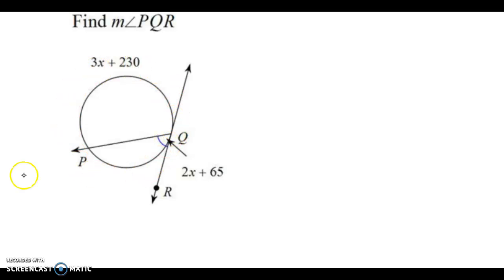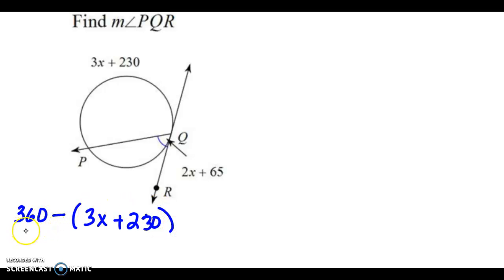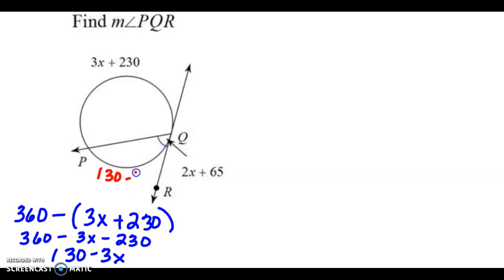I know the whole circle is 360. I know an expression for what I don't want. And if I just clean this up by distributing and combining like terms, I can get an expression for this arc. And so that's going to be 130 minus 3x. Now I need to figure out what x is, obviously, to figure out what this angle is.